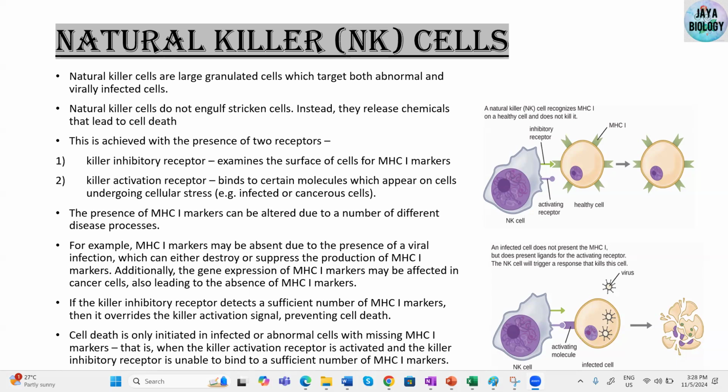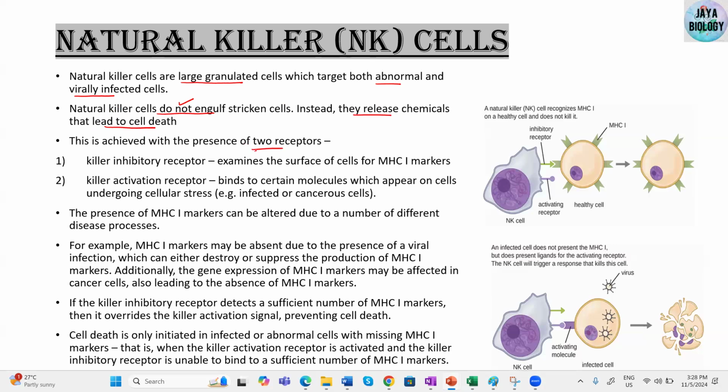In this video, we are going to study natural killer cells. Now see these natural killer cells, they are granulated cells and they target both abnormal cells as well as virus infected cells. They will not engulf the cell. Okay, they will not do phagocytosis. The damaged cell or abnormal cell or virus infected cell, they will not do phagocytosis. But what they will do, they will release chemicals so that cell death occurs and they prevent the spread of the disease.